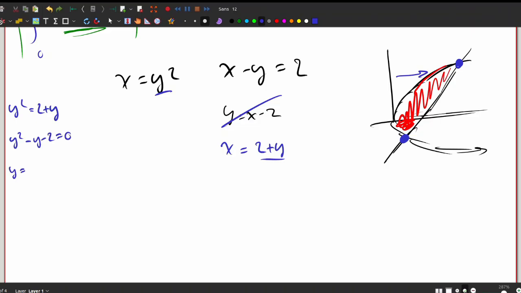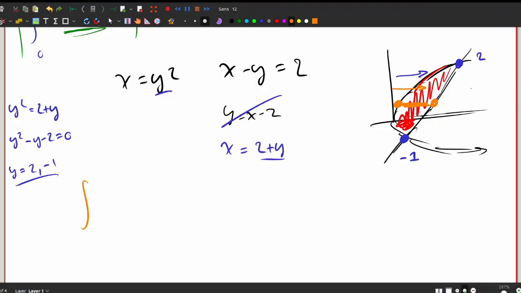Y is equal to 2 and -1. So these are our bounds of integration. We're going to integrate from y is equal to -1 to y is equal to 2. So remember, we need to integrate over this length over here, which is one x coordinate minus the other x coordinate. And we're integrating this way, so it's with respect to y.